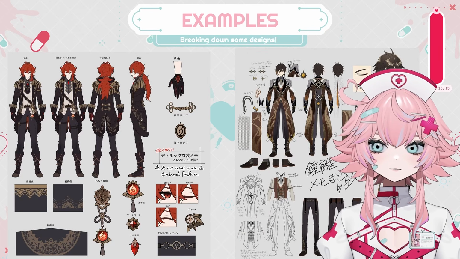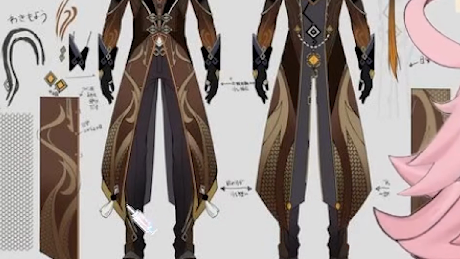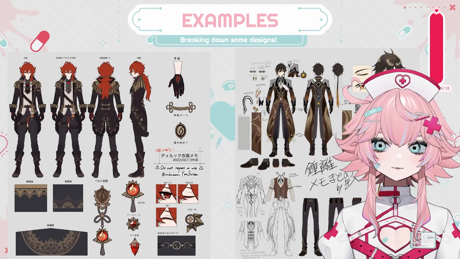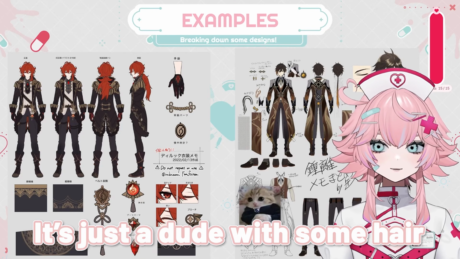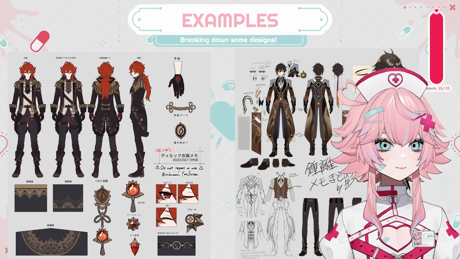And same goes for Zhongli. He has so much going on down here with his pattern and everything, but if he were to be a VTuber, everything would be cut off. And he doesn't really have a very recognizable silhouette as well. It's just a dude with some hair. So that's why I'm saying keep the medium in mind.